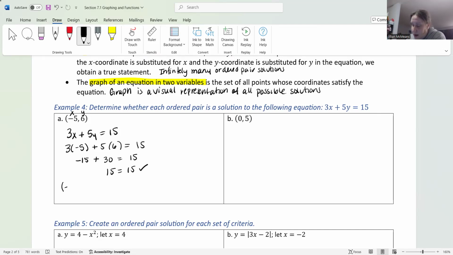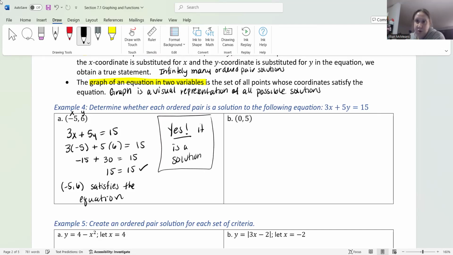So we could say that negative 5 comma 6 satisfies the equation, which means yes, it is a solution. This would be the technical answer to this question. They're just asking, is it or is it not part of the solution set? In this case, yes, it is.